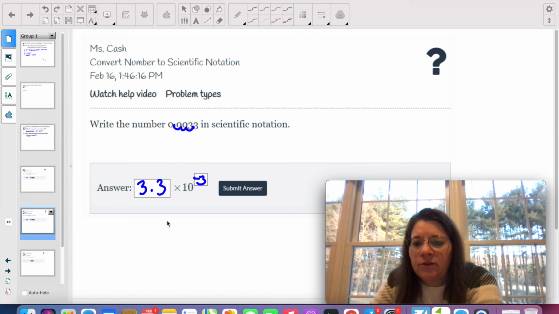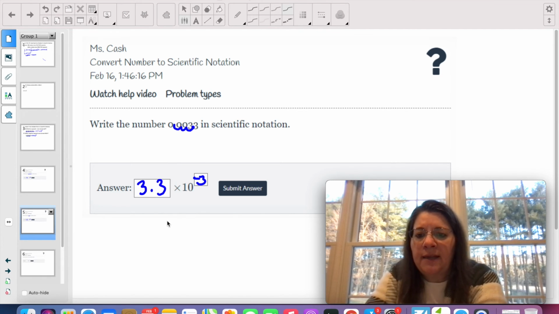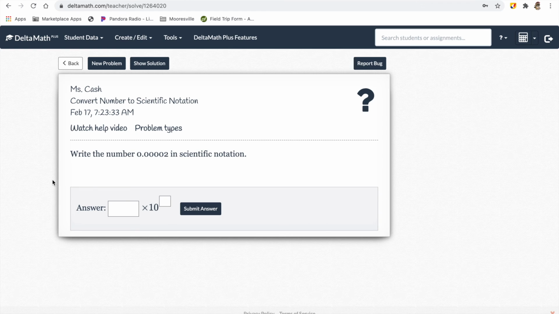So I'm going to go to Delta Math now, and we're going to look at a couple examples in there to make sure you understand what you're doing. So here I am in Delta Math. I'm going to rewrite that number on a piece of paper.